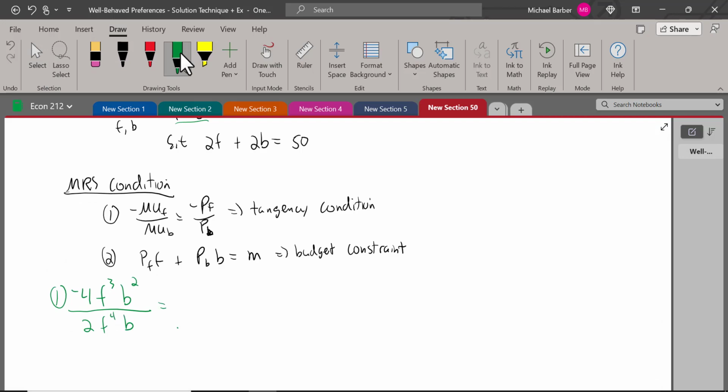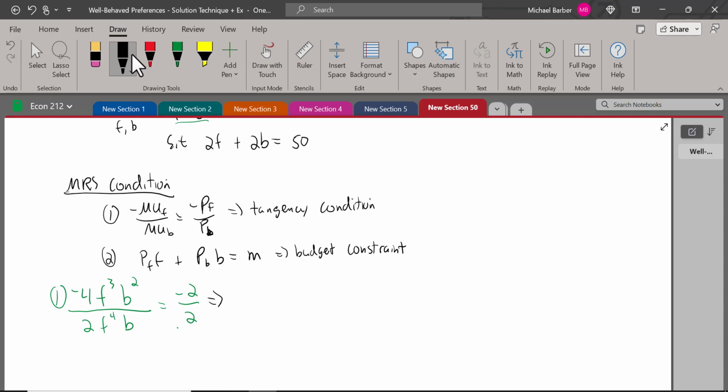And we know that that equals negative 2 over 2 in this case, because the price of both football and baseball is $2. So now we need to simplify this. We can get rid of the negative signs really easily, but we have to simplify this so that F or B is a function of the other one. We want F or B on the left-hand side and everything else on the right-hand side, and then we can plug it into our budget constraint.